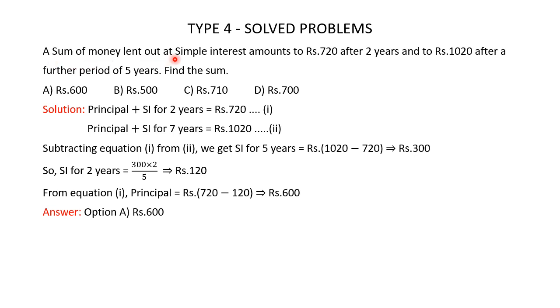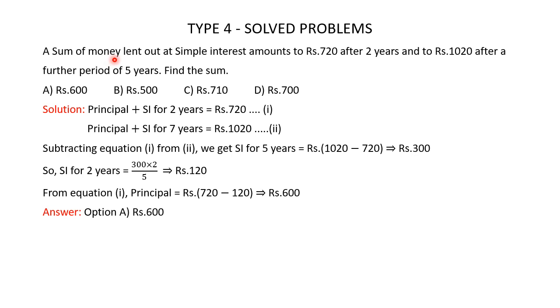A sum of money lent out at simple interest amounts to rupees 720 after 2 years and to rupees 1020 after a further period of 5 years. Find the sum. Here you are given 4 options and you have to find out which of these options is the correct one. So here the sum of money lent out in both the cases is the same.